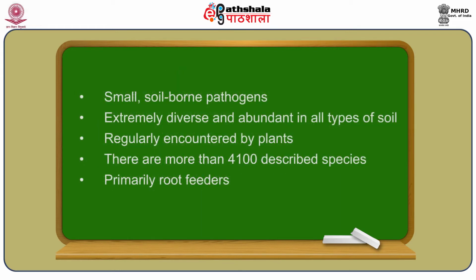Plant parasitic nematodes are usually small soil-borne pathogens, and the symptoms they cause are often non-specific. They are extremely diverse and abundant in all types of soil, and plants regularly encounter them during their lifetime. There are more than 4,100 described species of plant parasitic nematodes. With only a few exceptions, all these nematodes are root feeders.